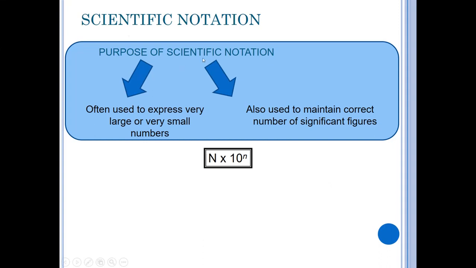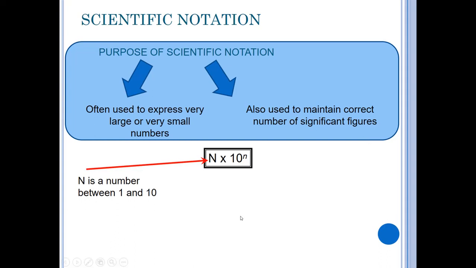Okay, what is scientific notation? Scientific notation is often used to express very large or very small numbers. It is also used to maintain the correct number of significant figures. If the number is very small, for example nanometer, if you convert to meter, it will be 10 to the power of negative 9. Mega is a larger scale, so it will be 10 to the power of 6.